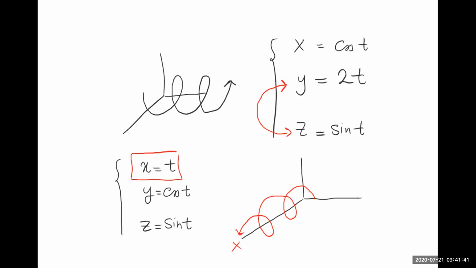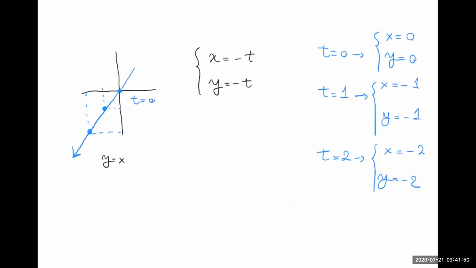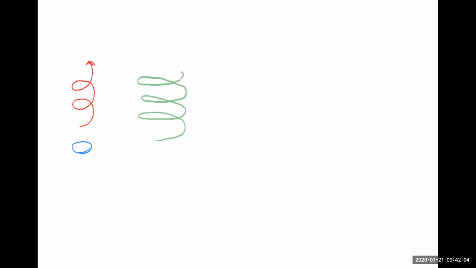Helix is a very important one. And one other thing I should tell you is that the cross section of this helix doesn't have to be a circle. Here the shadow is a circle. We might have another helix where the shadow is not a circle, like this one. If we look at the shadow of this one, we might see something like this.